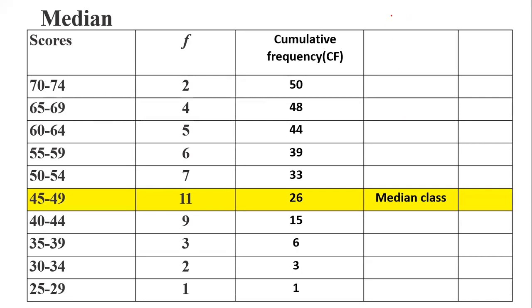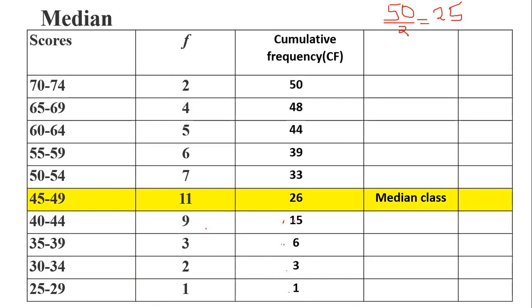So we get a median class by taking 50 divided by 2, and that is 25. So when you go back to our data, we realize that the first cumulative frequency is 1. Then when you add it, you get 3. When you add 3 to 3, you get 6. When you add 6 to 9, you get 15. But now, when you add 15 to 11, you get 26.